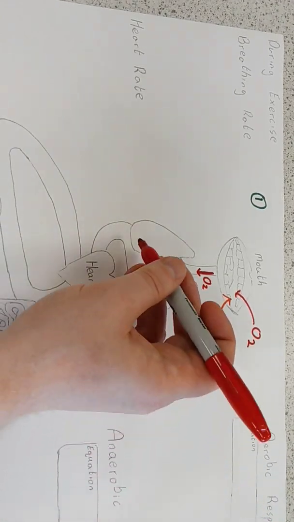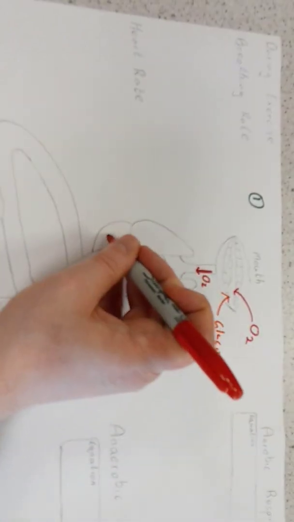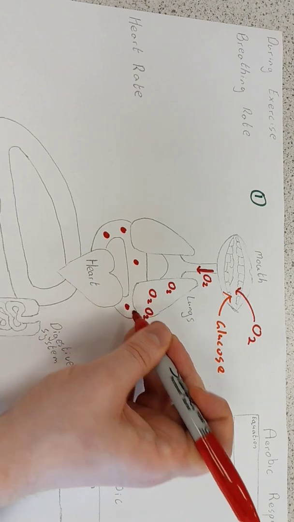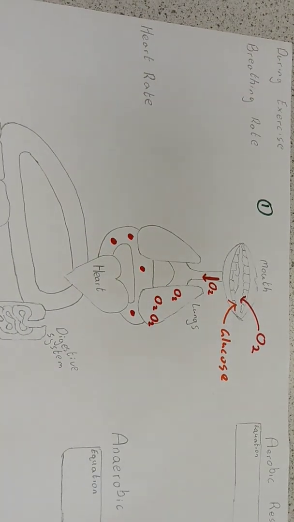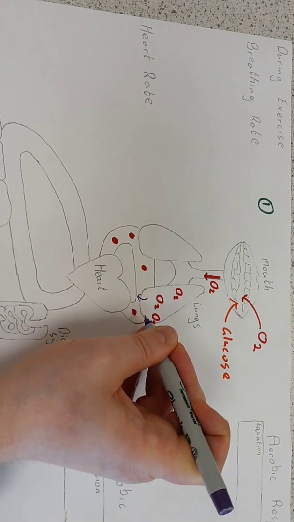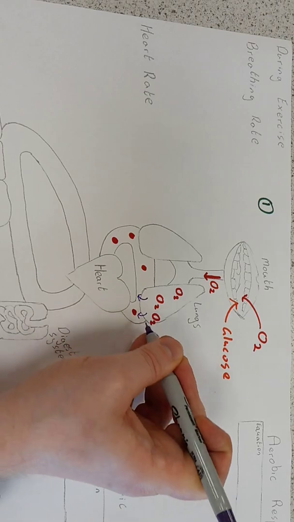Right? Then this, let's draw some little red blood cells, is going to represent our red blood cells. You might then, I would suggest, want to show that that oxygen is diffusing into the blood.